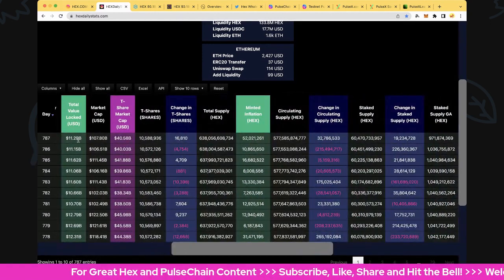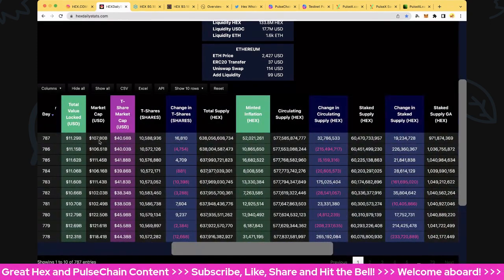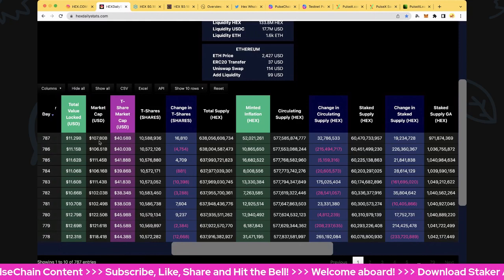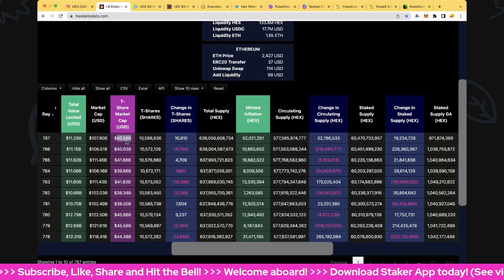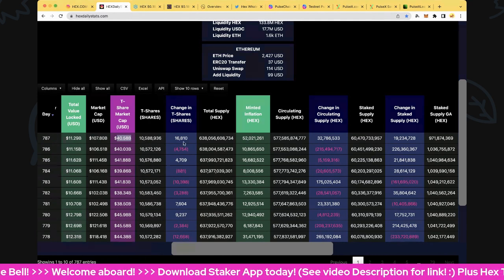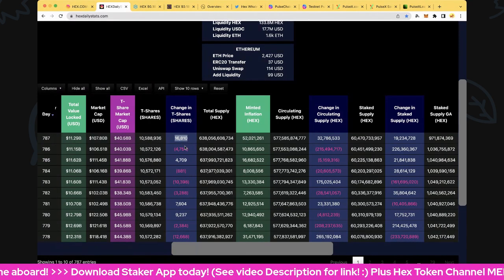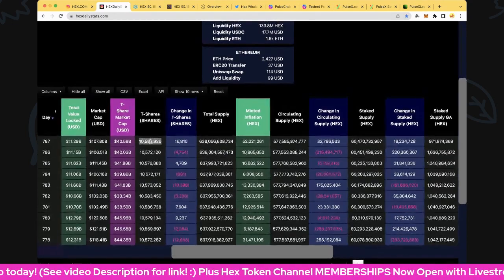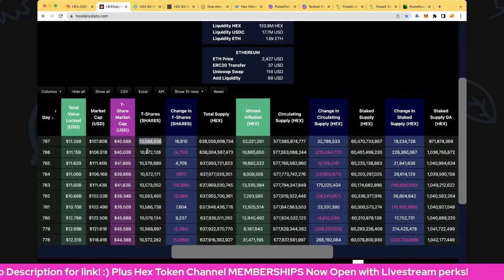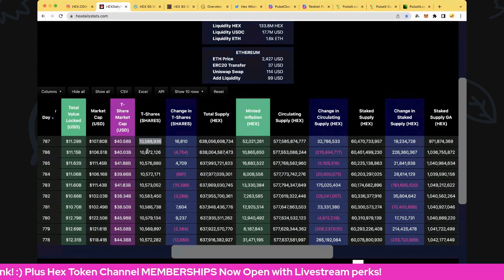So let's have a look. Total value locked in, 0.929 billion. The market cap, 107.8 billion. That includes the origin accounts. And a T-share market, 40.58 billion. T-shares is up 16,810. Wow, that's fantastic. Nice to see some strong staking there, taking advantage of the lower T-share rate and stuff. Well, the T-share rate's getting higher, but it's going to be higher tomorrow.